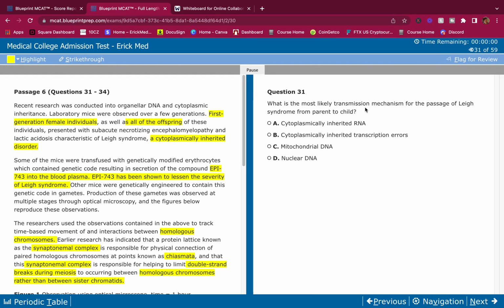What is the most likely transmission mechanism for the passage of Leigh syndrome from parent to child? Well, they told me Leigh syndrome is cytoplasmically inherited. Okay, so I'm already going to eliminate this guy. And they also tell me that it was the female, right? First generation female as well as the offspring individuals. It's inherited for the female, it's inherited through the cytoplasm through females. Okay. Cytoplasmically inherited RNA. No. No, not at all.